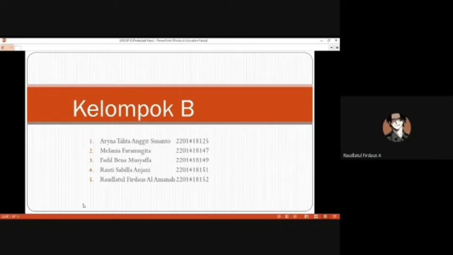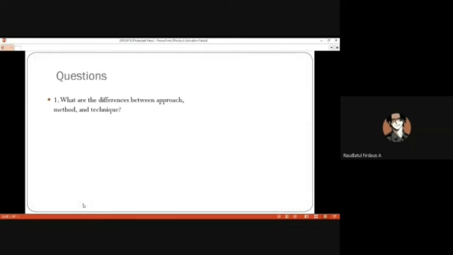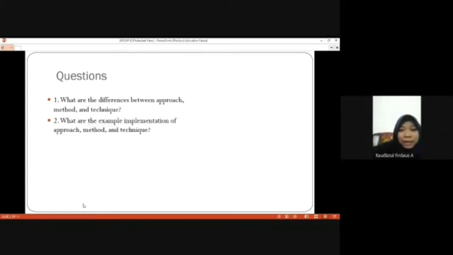So for the questions, first, what are the differences between approach, method, and technique? Second, what are the example implementations of approach, method, and technique?